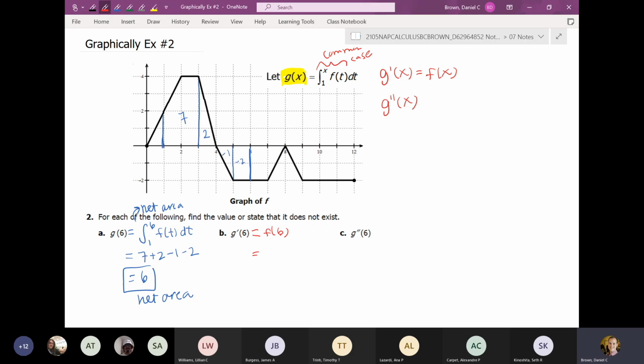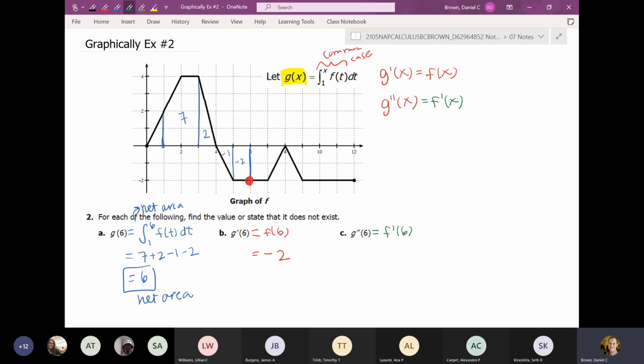We know how to find f of 6. We can just read the graph. F of 6 is, right there, f of 6 is -2. We can continue that process. If g prime is f of x, then g double prime would be f prime of x. So if I want to find g double prime of 6, that's the same thing as saying f prime of 6.